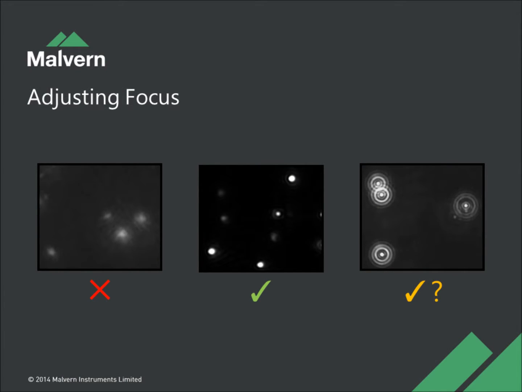Ideally, the particles should appear as uniform spheres, but that can be difficult to achieve as the particles are constantly moving. If perfect focus cannot be achieved, it is better to have rings around the particles than for the particles to appear blurry.